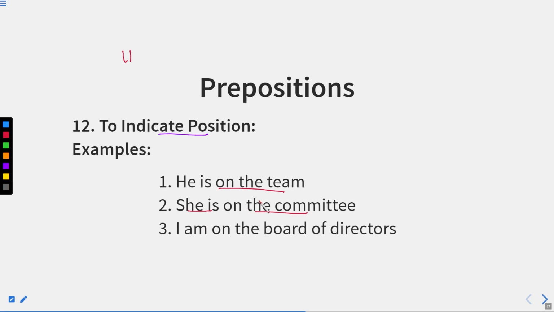She's on the committee. Now, if I say she's on the committee, it means she's just a part of the committee. I'm on the board of directors. It means I'm also a part of the board of directors. Though I'm not an active director, I'm on the board of directors. It means my name is mentioned in the list of board of directors. That's it. We can use the preposition on over there as well.